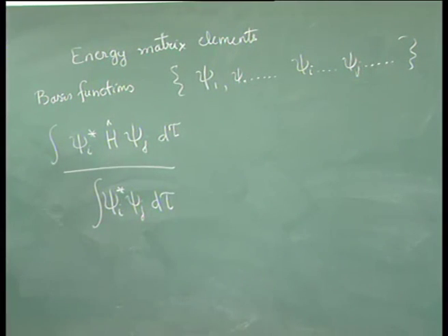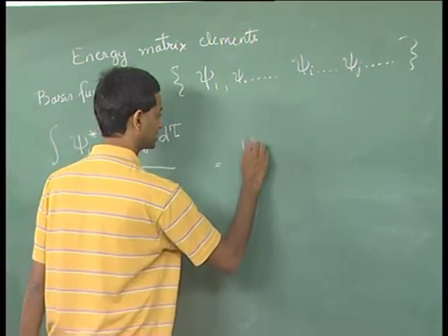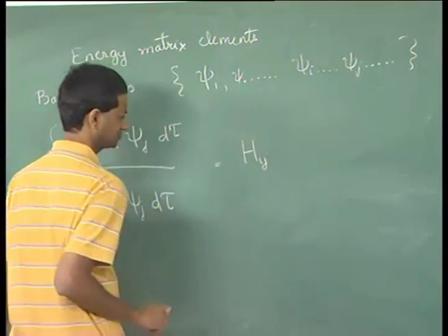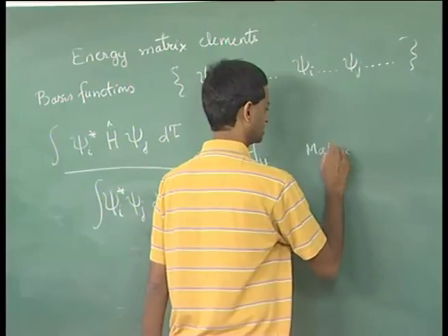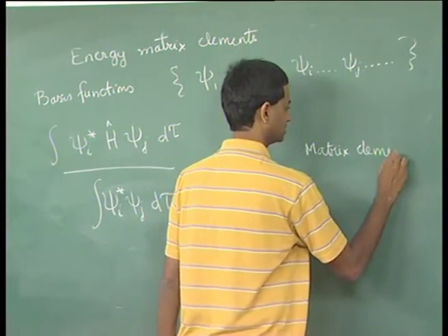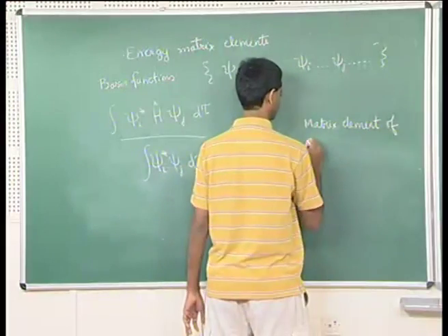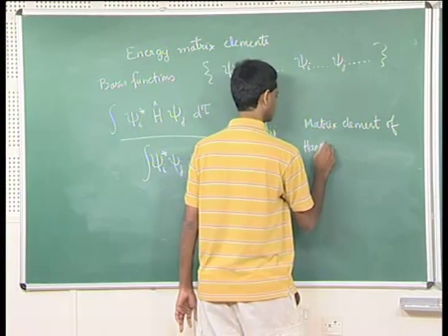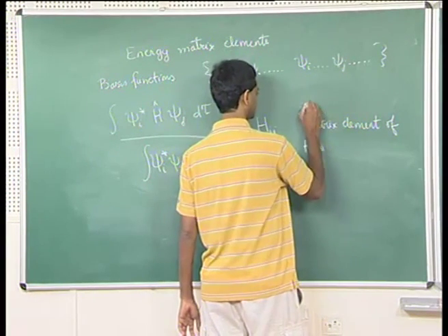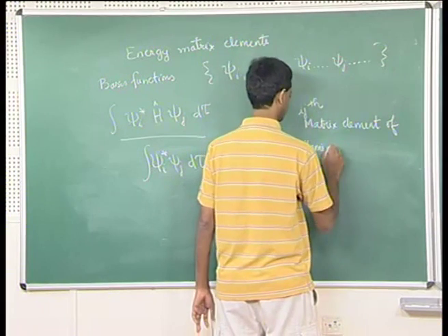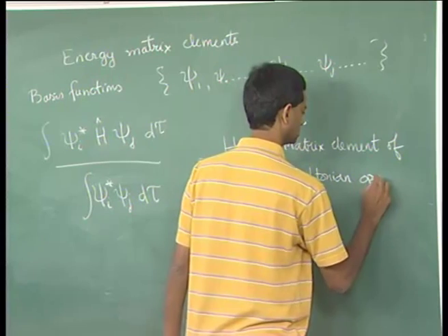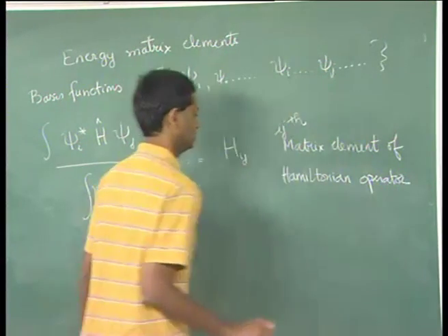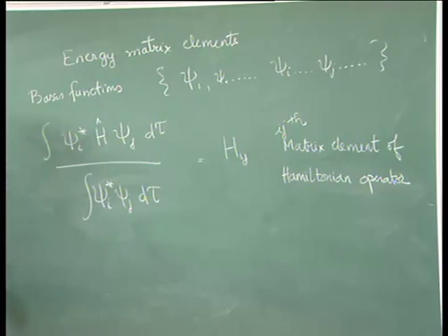So you look at expressions like this. This is referred to as Hij. This is the matrix element of the Hamiltonian, or I will say the ijth matrix element of the Hamiltonian operator. So it's the ijth matrix element of the Hamiltonian operator.